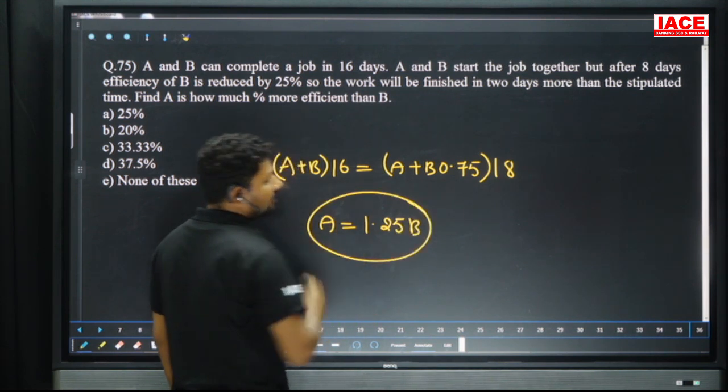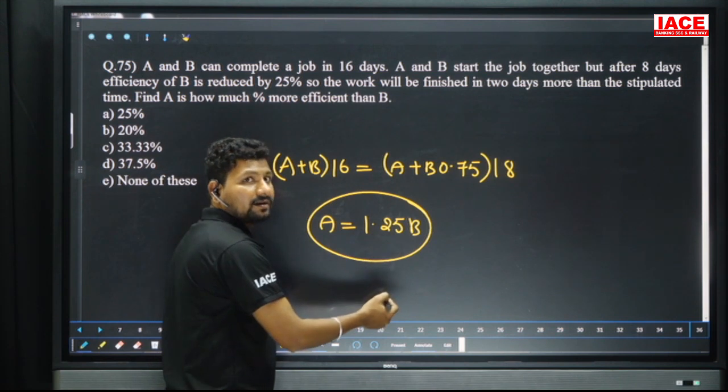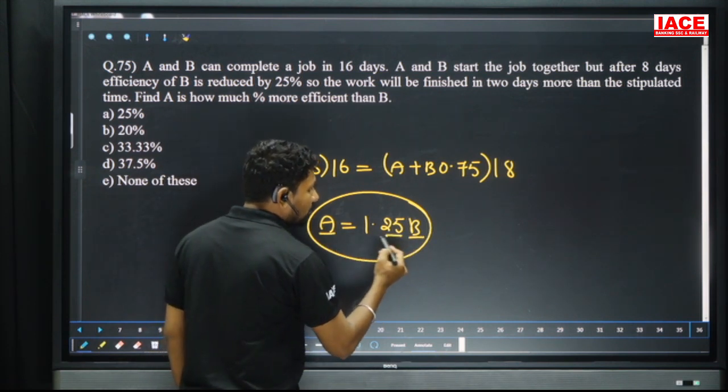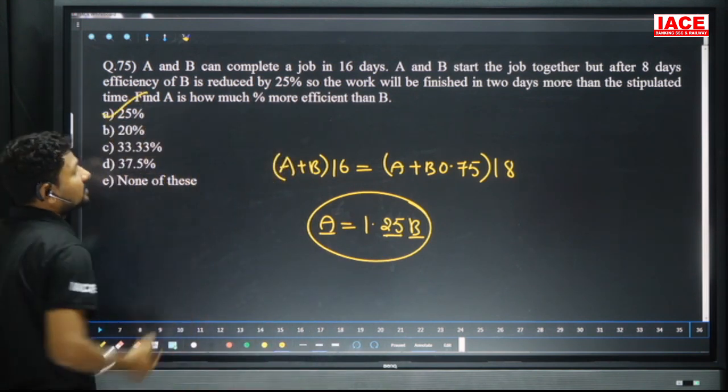A is equal to 1.25 means we can write 125 by 100, that is equal to 125 percentage. That means A is equal to B plus how much percentage extra? 25 percentage extra. Then the efficiency of A compared to B is how much percentage extra?